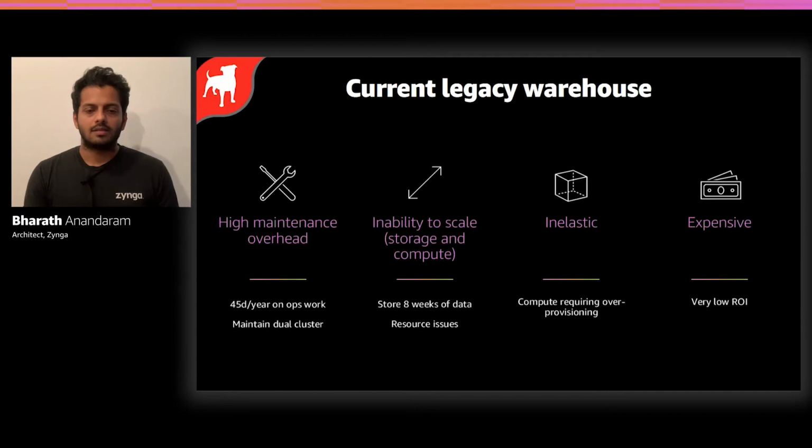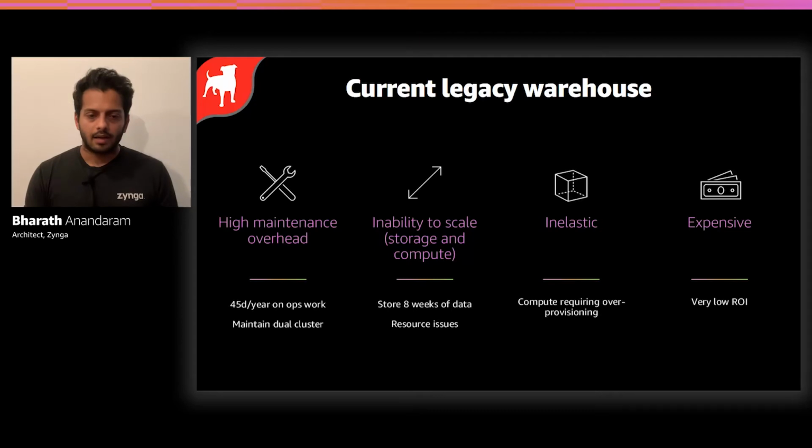Let's look into why that's the case. I want to highlight some shortcomings of our current warehouse. Let's talk a little bit about the inability to scale storage. We only have the capacity to store approximately 8 weeks' worth of data for most of our queried categories. This prevents us from doing long-term experiments and limits our ability to train predictive models.